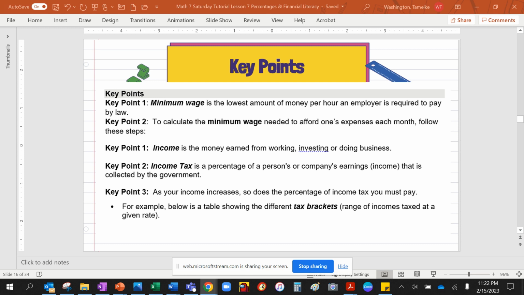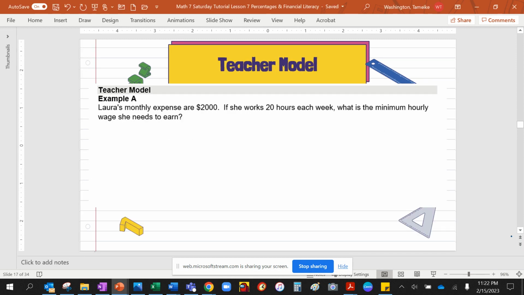Minimum wage is the lowest amount of money per hour an employer is required to pay you by law. Let's calculate the minimum wage. The question says, Laura's monthly expenses are $2,000. If she works 20 hours each week, what is the minimum hourly wage she needs to earn?